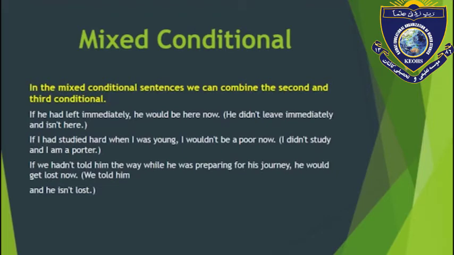Take a look. We use the combination of the second and third conditional sentence. We made a mixed conditional sentence. If I had studied hard when I was young, I wouldn't be poor now. I didn't study and I'm poor. Here I made a mistake. I just wrote porter. It's poor. Sorry, guys. If we hadn't told him the way while he was preparing for his journey, he would get lost now. We told him. It's the combination of the second and third conditional sentence.